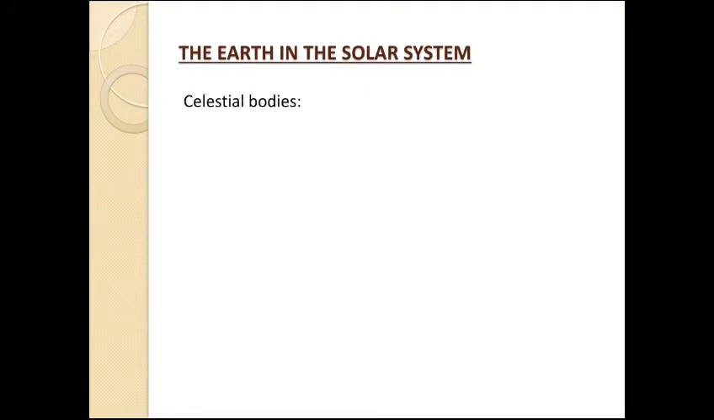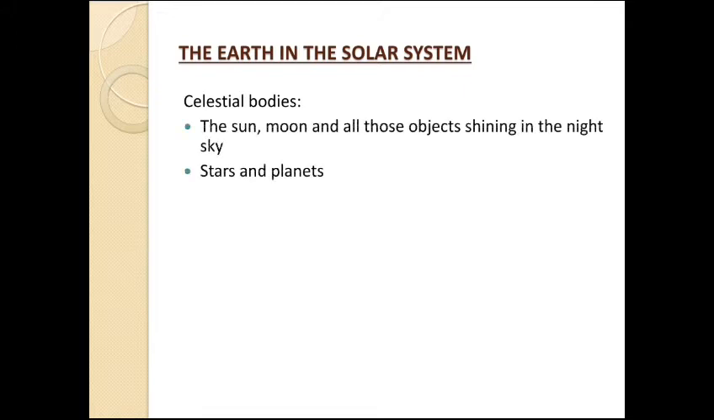Before moving to the chapter, we need to know what celestial bodies are. All the things that are shining in the night sky, such as the Sun, Moon and all other objects, are said to be celestial bodies. And there are mainly two types of celestial bodies. They are stars and planets.